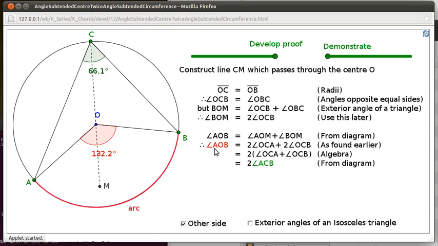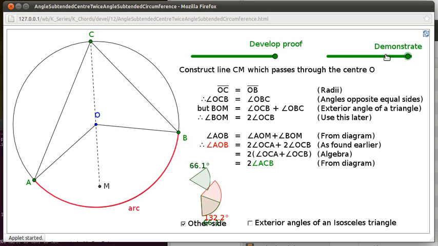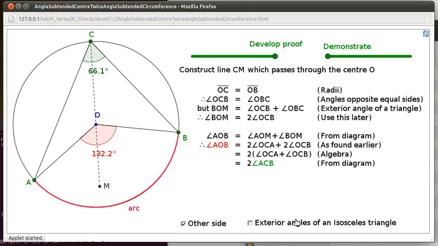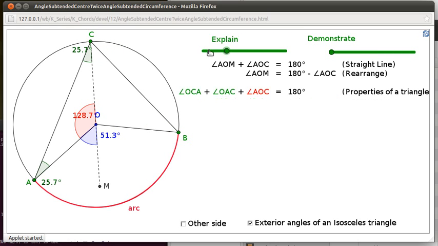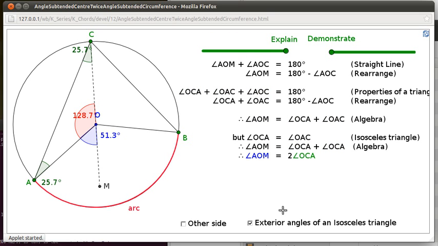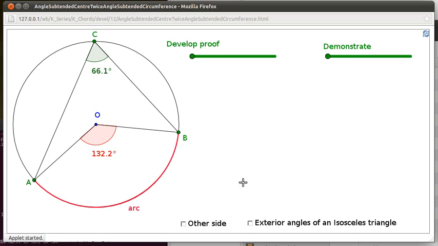Basically, AOB, the red angle, is twice as big as ACB, the green angle. And you can demonstrate that, have a play. And you can still go back and look at the exterior angles of a triangle. And that's one of the ways that I would use this applet. And you can always click this one to go back to the way it was.